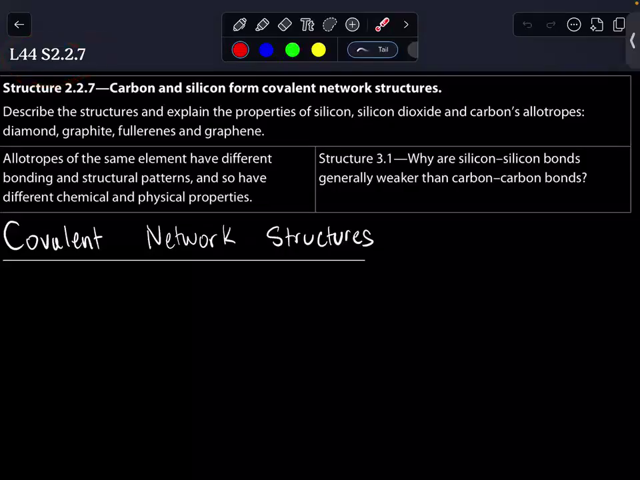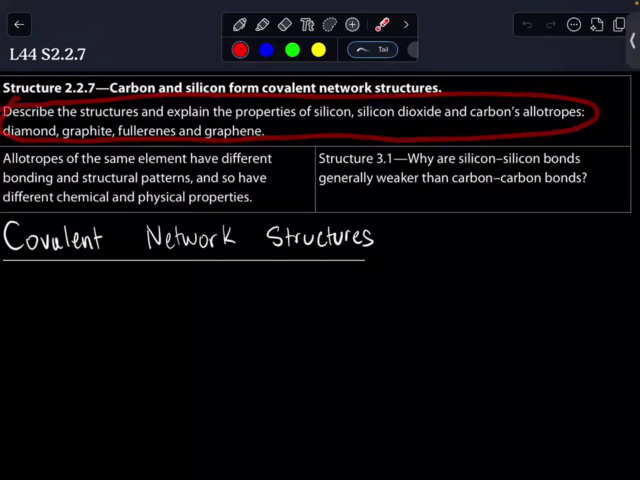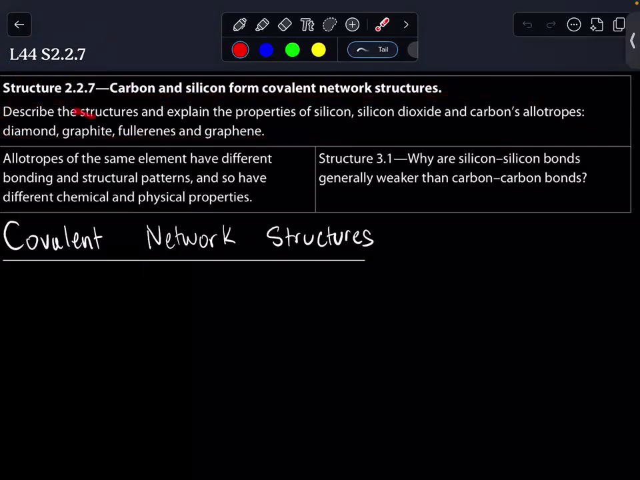Hello and welcome to lesson 44, structure 2.2.7. We're going to be going over carbon and silicon forming covalent network structures. So we're going to describe the structures and explain the properties of silicon, silicon dioxide, and carbon's allotropes: diamond, graphite, fullerenes, and graphene. We'll talk about what an allotrope is, having the same element but different bonding structures and patterns and properties. So let's start with covalent network structures.